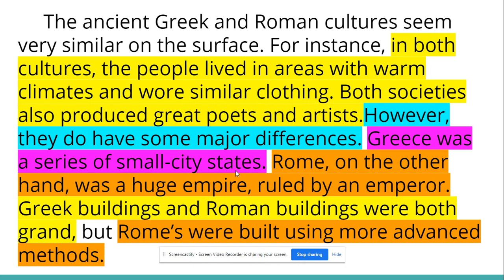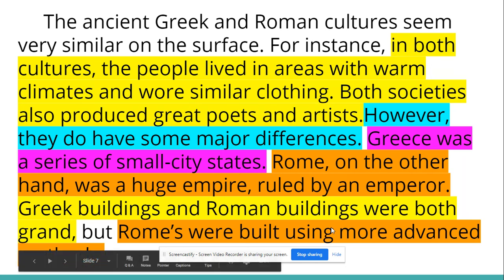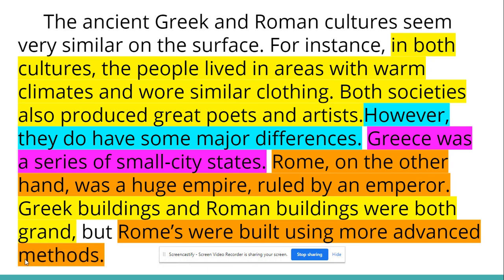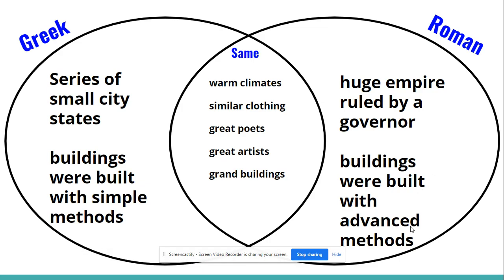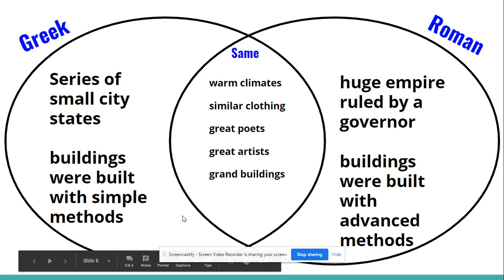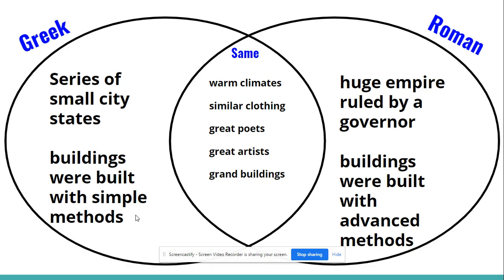But when we come back here, it says, but Rome's were built using more advanced methods. Okay, so when we come back to our Venn diagram, I put buildings were built with advanced methods over here on the Roman side. But the opposite of advanced methods would be something simple. Okay, so buildings were built with simple methods, nothing too crazy. So I went ahead and put that there. If you guys have any questions about this activity, please let me know.